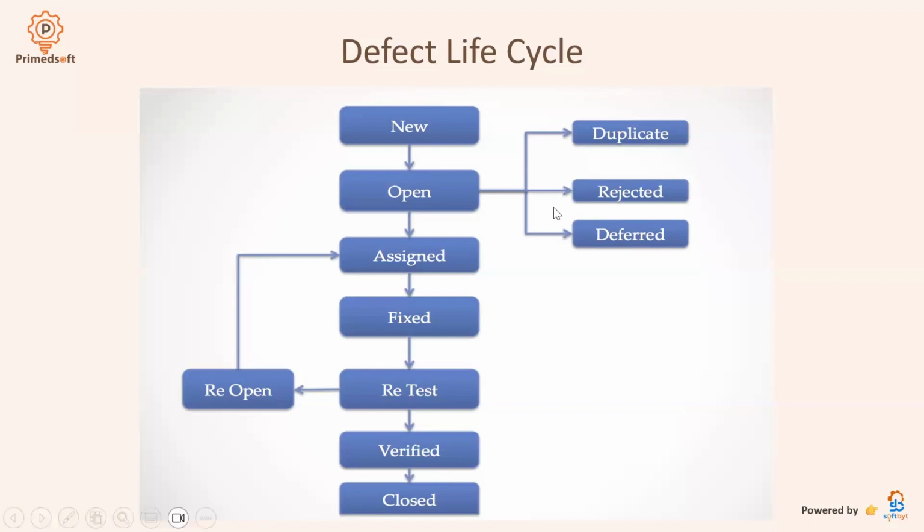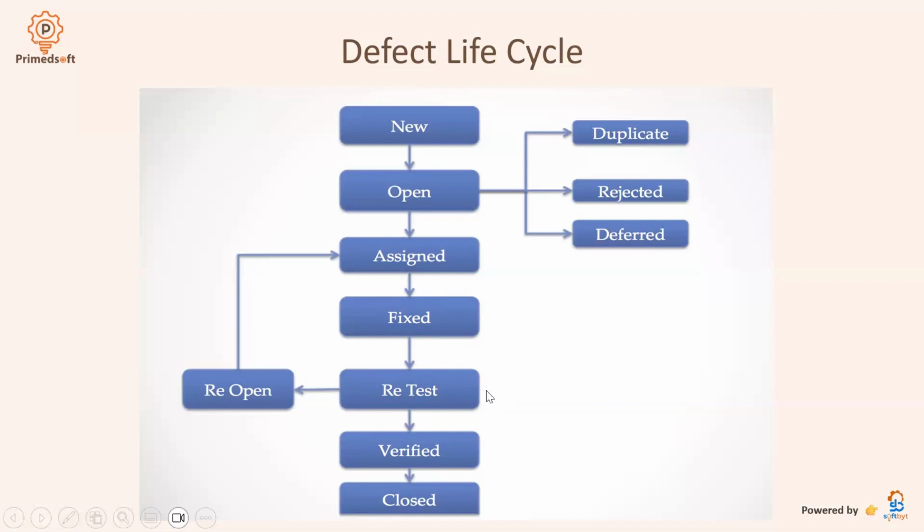But if it's actually a bug, it has higher priority, and we want to fix it within the sprint, it will be assigned to a developer. Once it's been assigned, the developer will work on it, and once the developer is done and has fixed it, the status will change to fixed. Once it's been fixed, it will be deployed to a test environment where the tester will retest it. Once the tester has retested it and run regression testing around each component and everything is okay, it will be verified and closed.